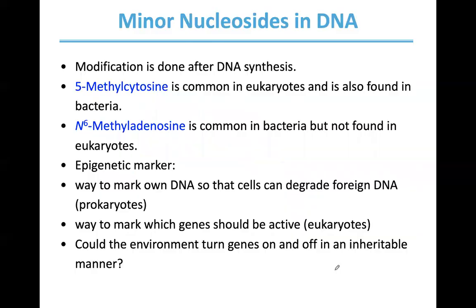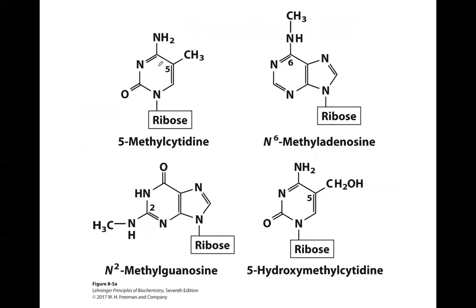All right. Now there are minor nucleosides in DNA, something useful to remember. DNA can be methylated. This is one of the main modifications of DNA, which is done after DNA synthesis. Methylcytosine is the most common type of modification in eukaryotes, and is found in bacteria as well. And so this is methylcytidine when it's connected to ribose.